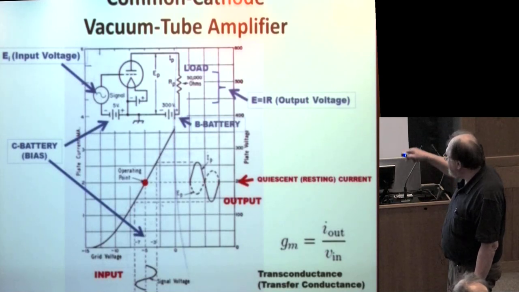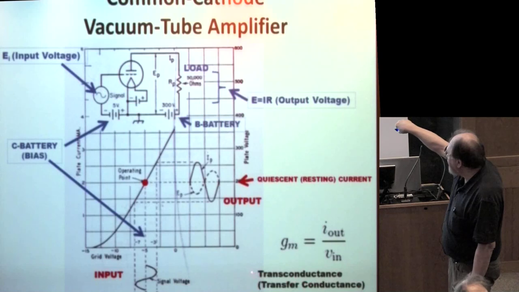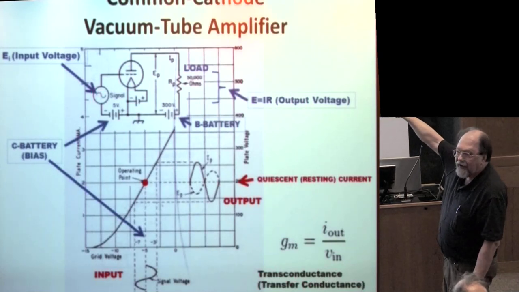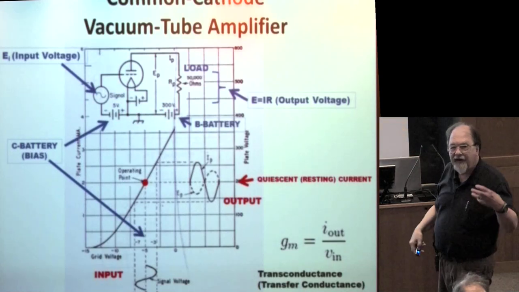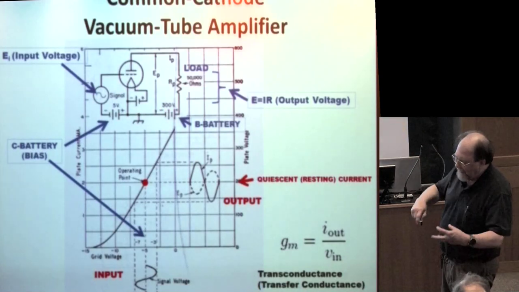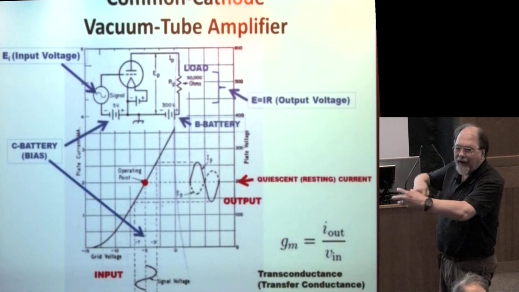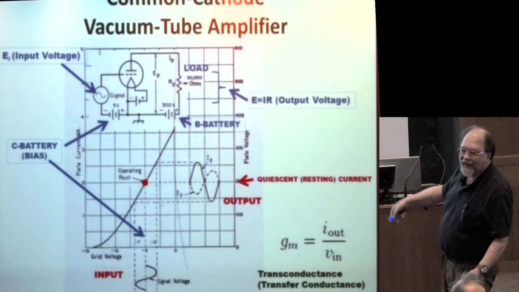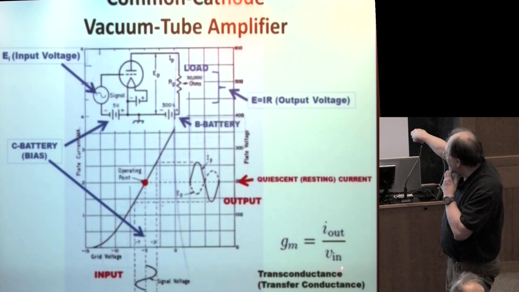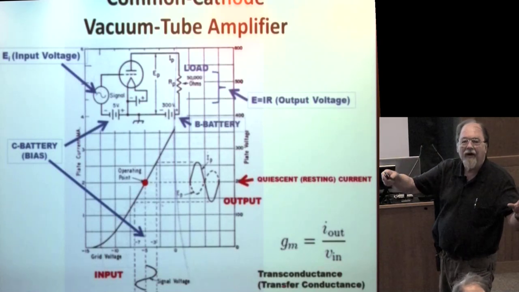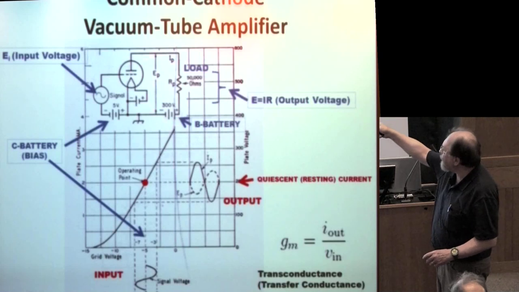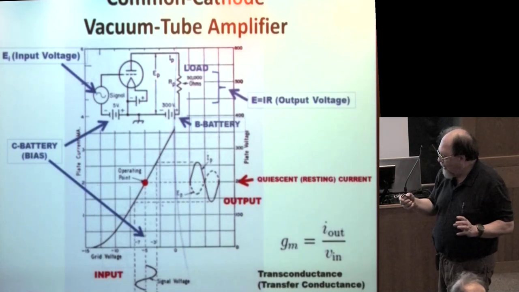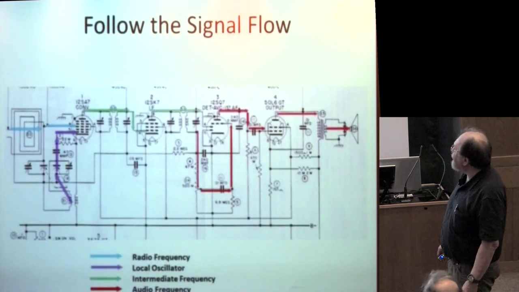And there's this thing called transconductance. It's voltage in and current out. If it were resistance, it would be voltage over current, but it's current over voltage, so they call it mhos instead of ohms, and the word is transconductance, transfer conductance. The conductance in this circuit changes based on the voltage coming in. You can treat that as trivia.